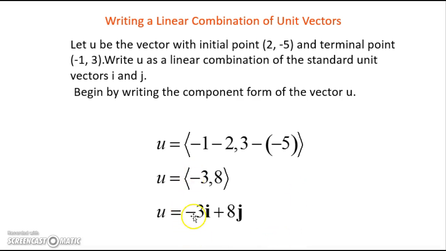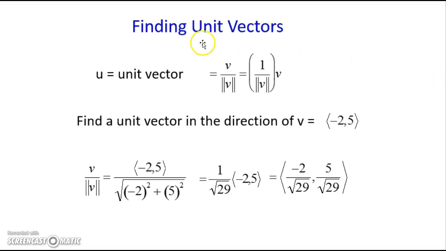And then we take each of those components and write them as a coefficient to unit vector i and unit vector j. Really straightforward. The interesting part is that we can take any vector and find the unit vector. So if you're given a vector in component form and you're asked to find the unit vector, here is the formula that you're going to use. You take the component form of the vector and you divide by the magnitude of the vector.